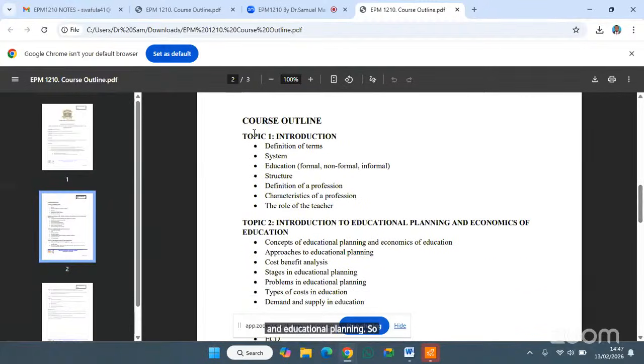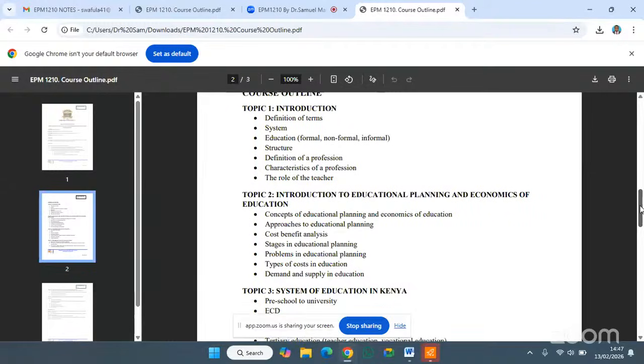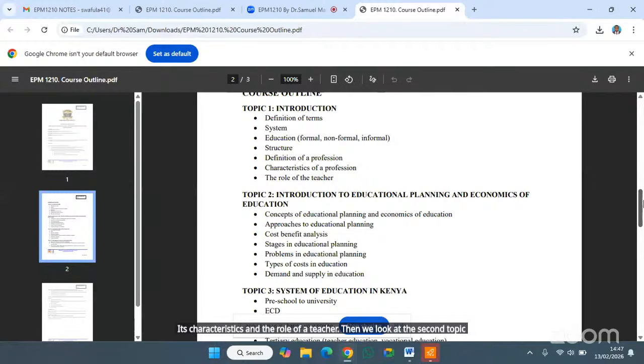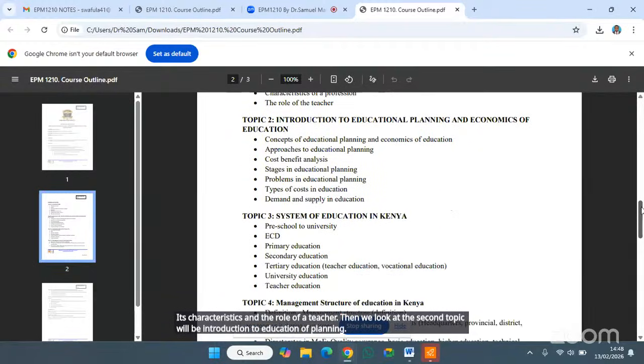So the first topic will introduce ourselves to the concepts of education. We'll have some terms to define that are related to education, and the issues of systems of education. We'll look at the aspects of the profession, the concept of profession and its characteristics, and the role of a teacher. Then the second topic will be Introduction to Educational Planning and Economics of Education.